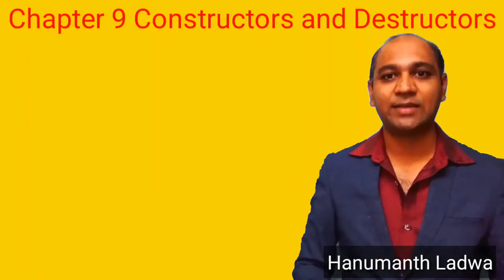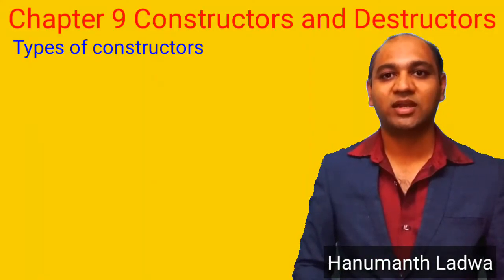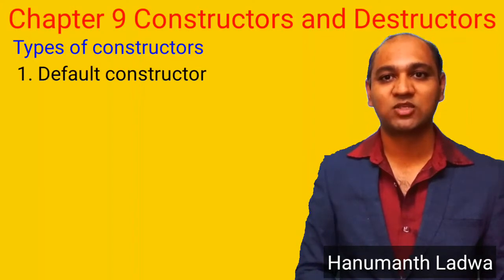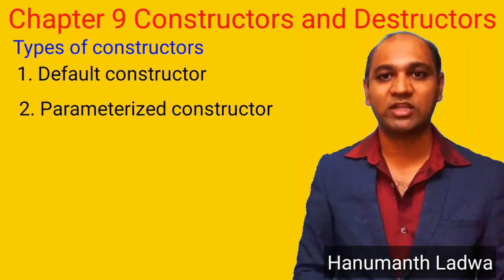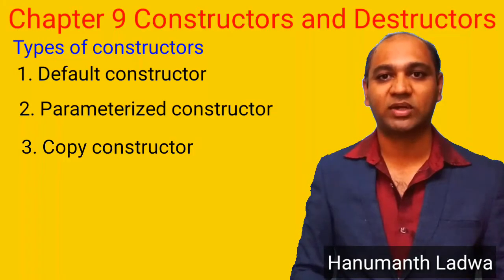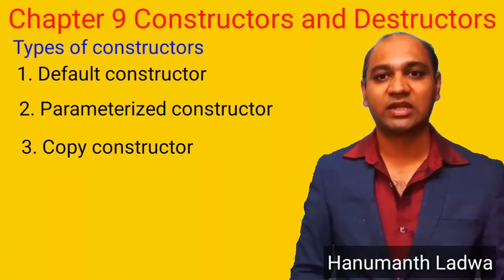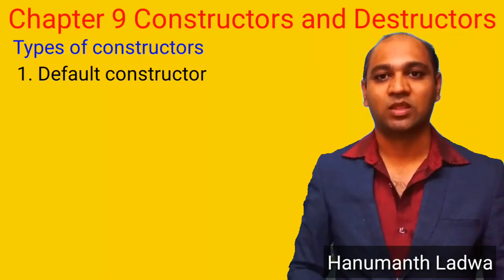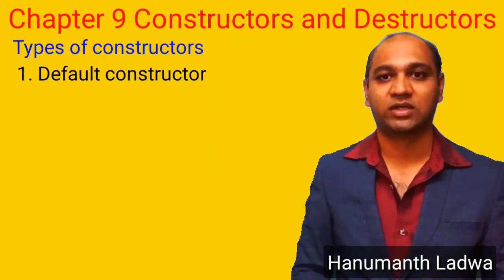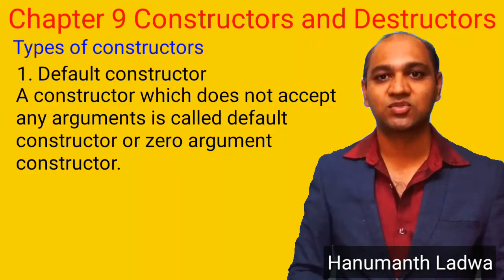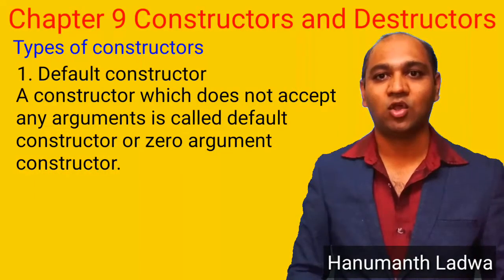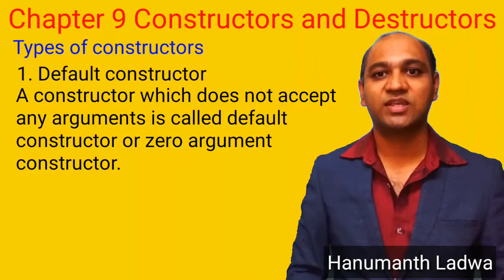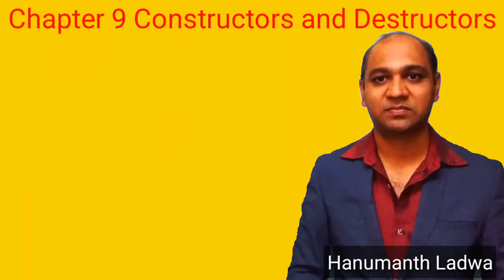Now let us study the types of constructors. There are three different types of constructor. The first one is default constructor, the second one is parameterized constructor, and the third one is copy constructor. Let us continue with the first one, that is default constructor. What do you mean by default constructor? Default constructor is a constructor with no argument, or it is also called a zero argument constructor.